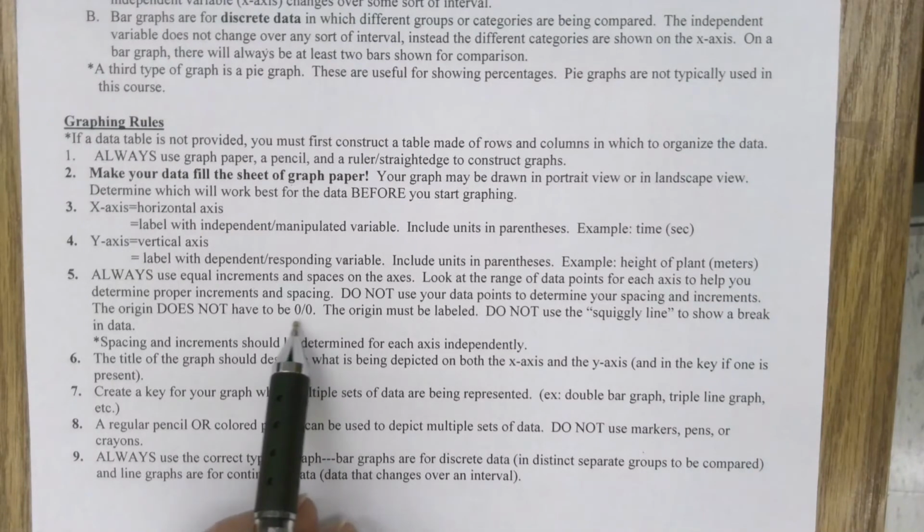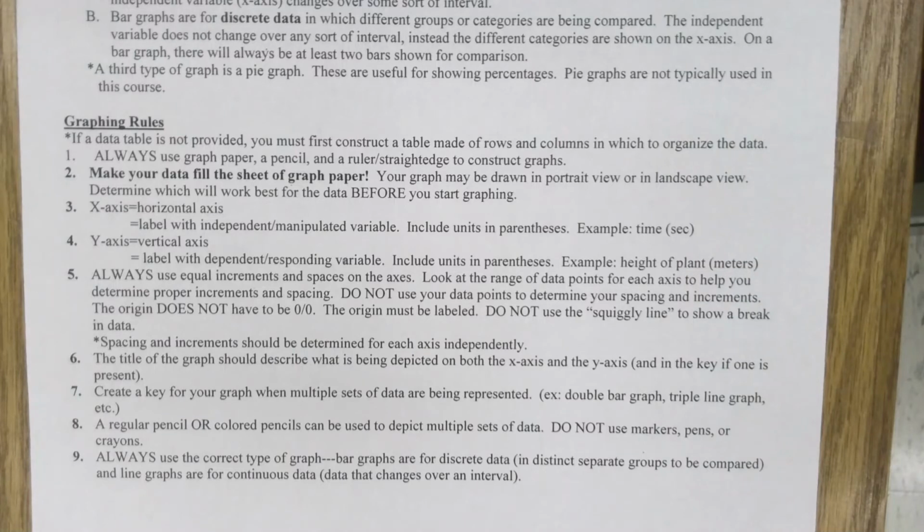Your origin does not have to be 0, 0, okay, if 0 is not involved on one of the axes. Like say you start with something that's in the thousands, okay? Like say you're graphing data over time and years, and 1984 is your first year. Well, there's no reason to have 0 as time on there. The origin has to be labeled though, okay?